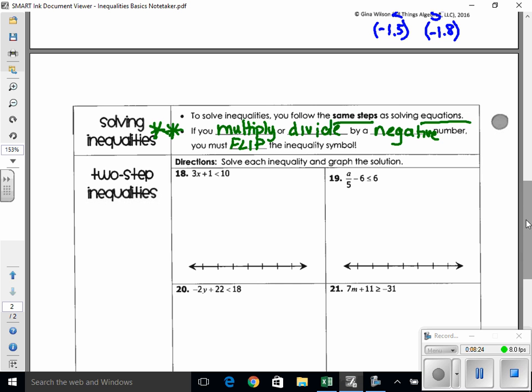That is the one major rule that is different than equations, and that's the one you've got to watch out for. Each time I'll be asking you, and we'll be talking about, do you need to flip? All right, so let's go ahead and take a look at number 19 first.